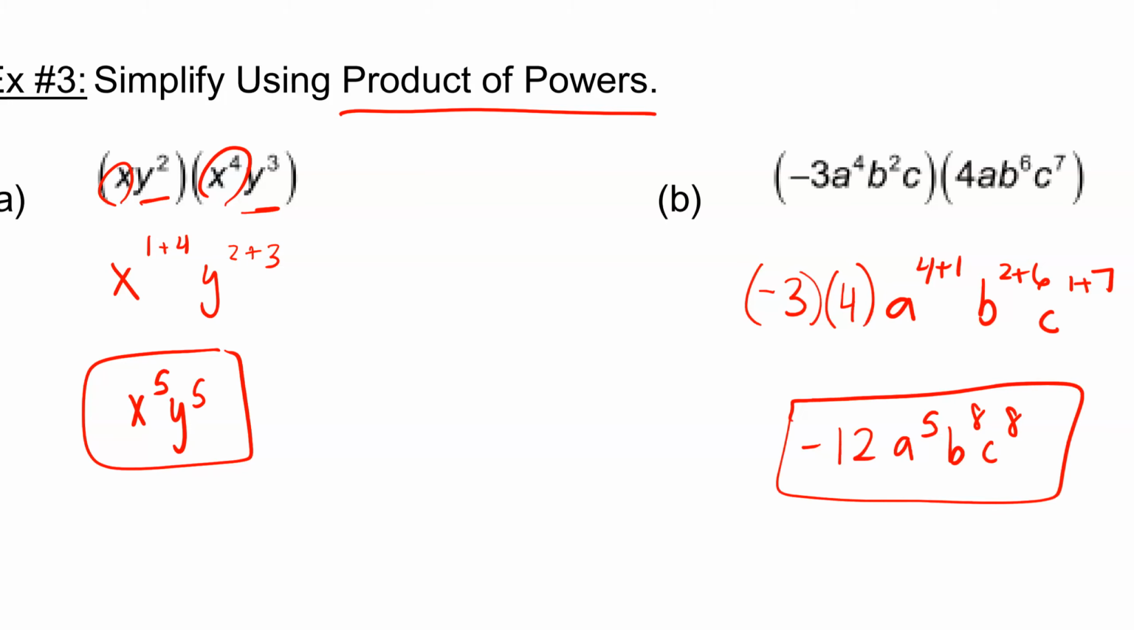Okay, so give it a try and see if you can do this one yourself. I'm going to poll you to see, we add the exponents. When you multiply the base of A, you add the exponents of 4 and 1. You're multiplying the bases of B, well, you add the exponents 2 and 6.